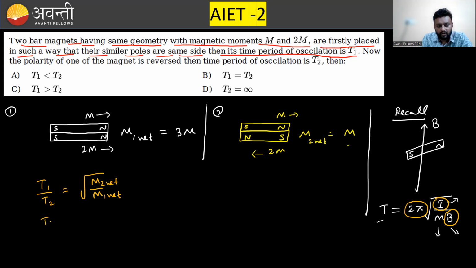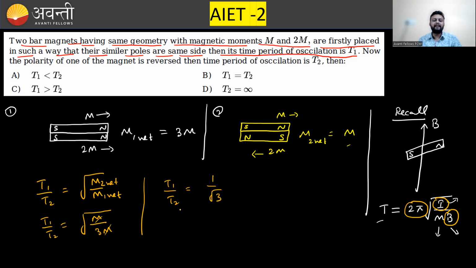Now place the values. T1 over T2 is equal to root of M2 over M1, where M2 is M and M1 is 3M. So what will be the result? T1 over T2 will be 1 by root 3. So from this conclusion, you can see that T2 is greater than T1. T2 is greater than T1, which is again option number 1.